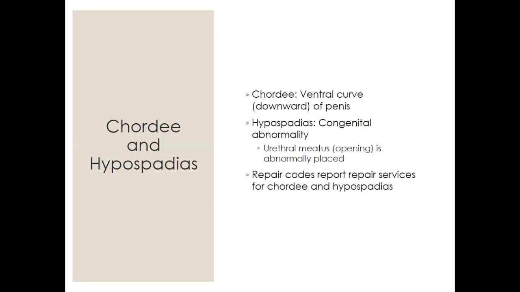There are degrees of hypospadias. The degree depends on the location of the opening, whether it's anterior, middle, or posterior. Hypospadias can lead to chordee. Chordee is the downward curve of the penis. Hypospadias is a congenital abnormality. Urethral meatus is where the opening is abnormally placed. Repair codes report repair services for chordee and hypospadias.